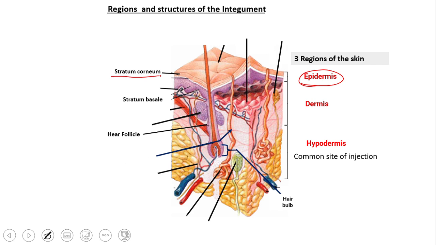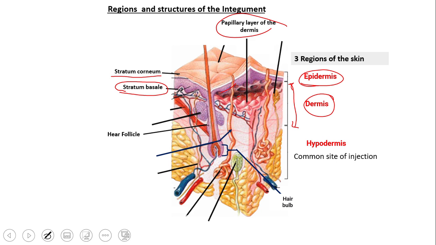Then above the basement membrane, so between the epidermis and dermis, right above the basement membrane, we have stratum basale, which is the basal layer having the stem cells producing keratinocytes continuously to replace the ones that fall from the skin. Deeper to the epidermis, we have the dermis, which is areolar connective tissue in the papillary layer. And deeper in the reticular layer, it is dense irregular connective tissue.